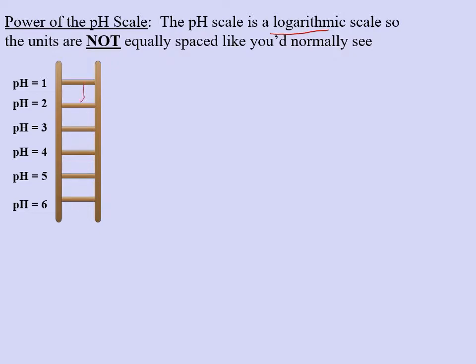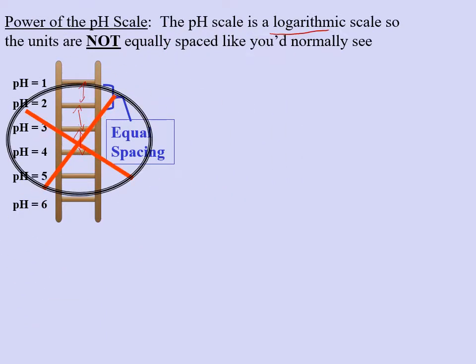So the difference between here and here, pH 1 and 2, is the same as the difference between pH 2 and 3, which is the same as pH 4 and 5. Unfortunately, that equal spacing idea is completely and totally wrong. The pH scale works differently.